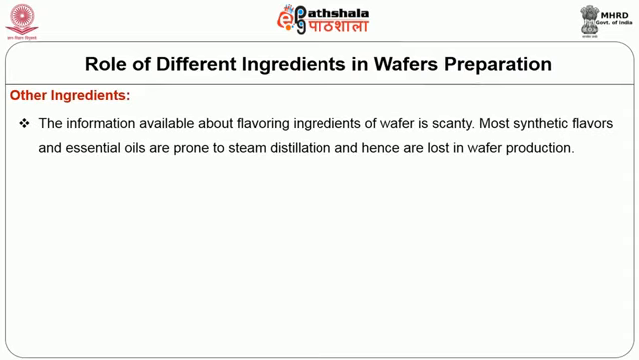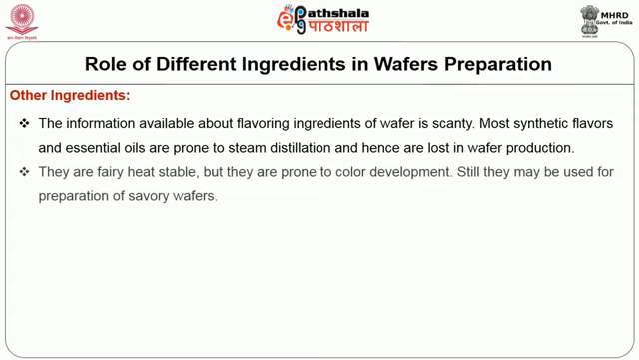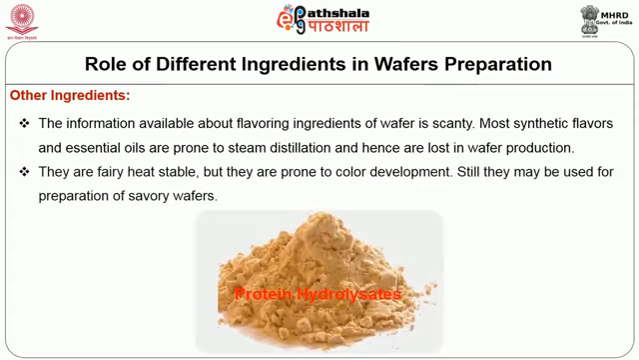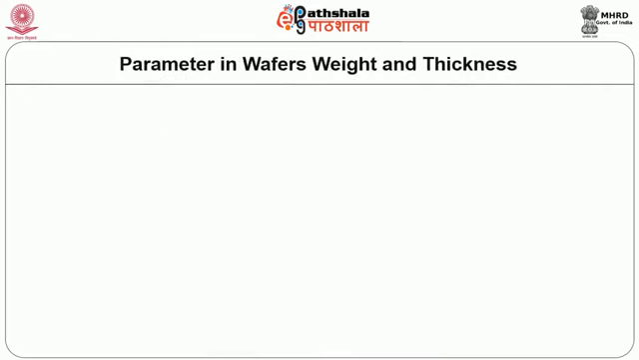Most synthetic flavors and essential oils are prone to steam distillation and hence are lost in wafer preparation. Protein hydrolysates are fairly heat stable, but they are prone to color development. Still, they may be used for preparation of wafer. So now we'll see the role of different processing parameters in the wafer weight and thickness.